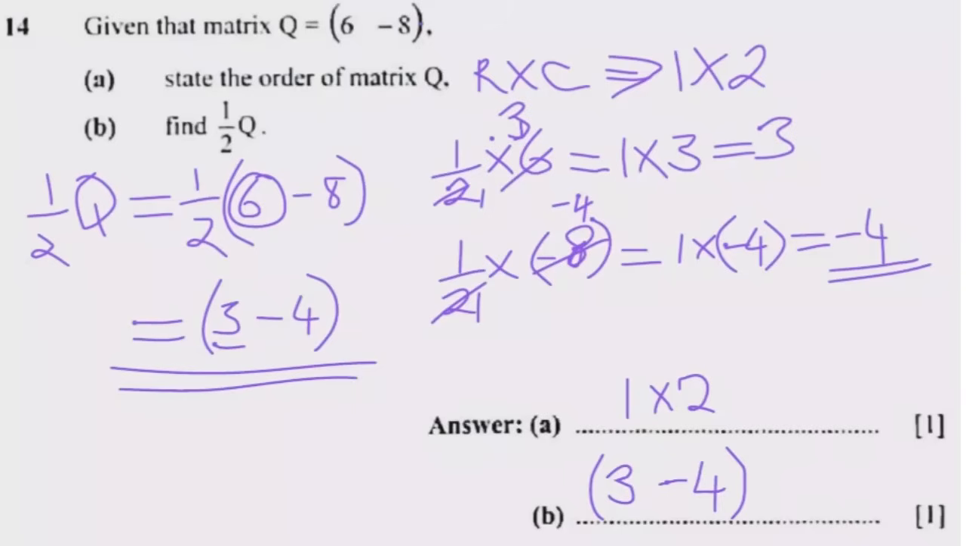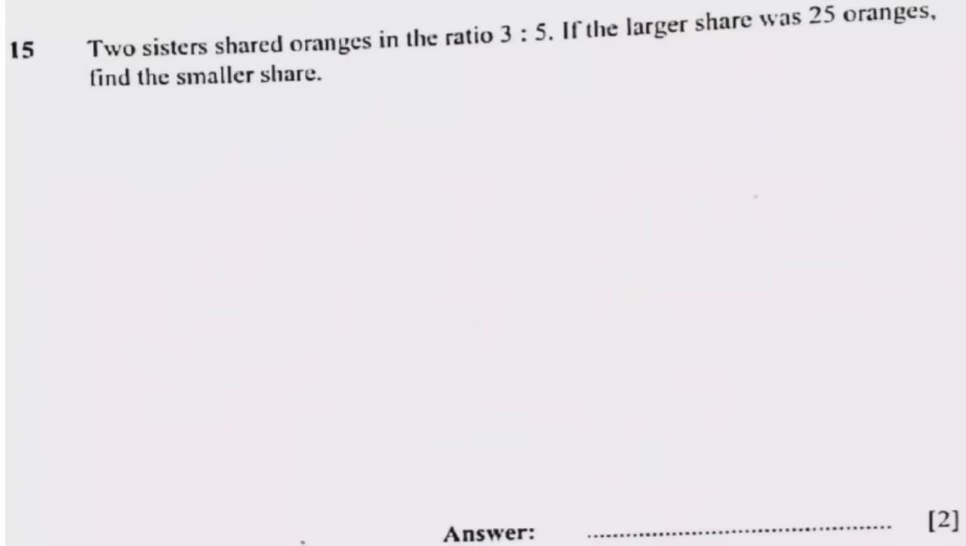Okay, with that, we go to the next question. We come to question 15, which is as follows. Two sisters shared oranges in the ratio of 3 to 5. If the larger share holds 25 oranges, find the smaller share.